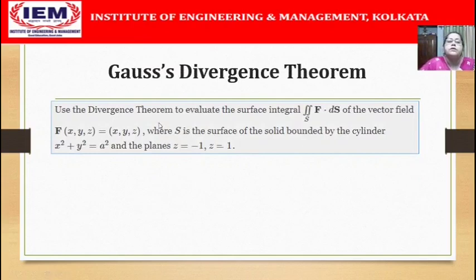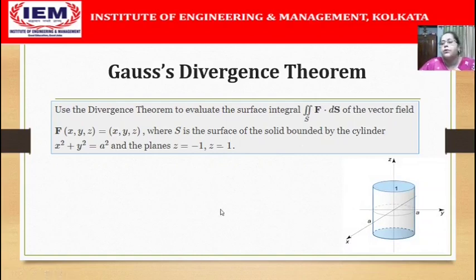Use Gauss's divergence theorem to evaluate the surface integral F dot dS over S, where the vector field F is given by the components x, y, z, and S is the surface of the solid bounded by the cylinder x squared plus y squared equal to a squared and the planes z equal to -1 and +1. So let us draw the region and the surface. This is a cylinder with radius a bounded by the planes z equal to -1 to z equal to +1.